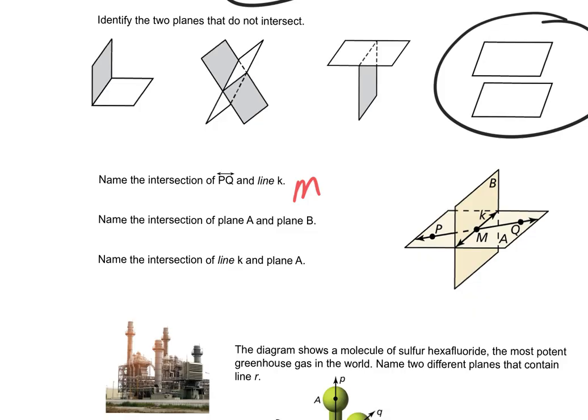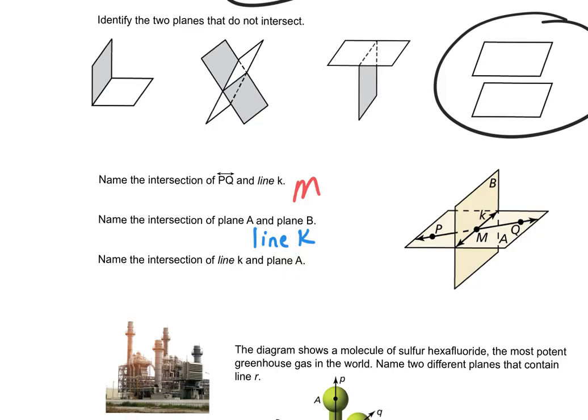Where do those 2 intersect one another? Line K. Okay, K is the line that both of those planes share. When I name that, we aren't using a point, we're using a lowercase letter. So we have to say line K. We can't just say K.